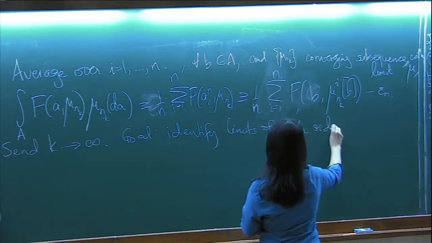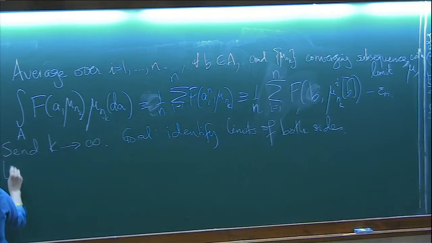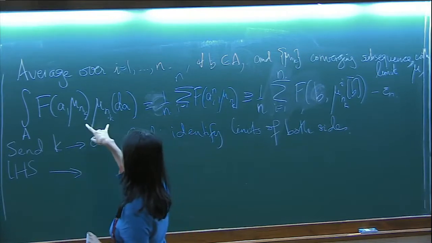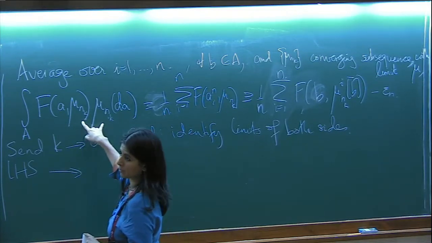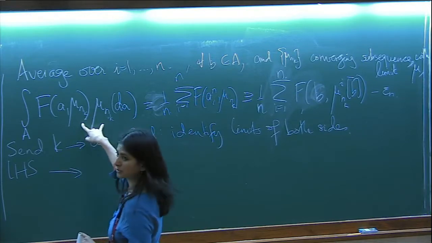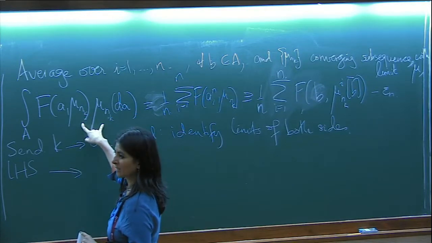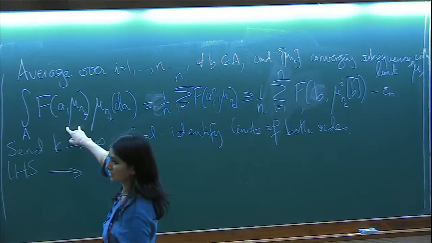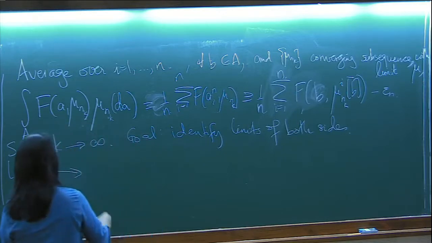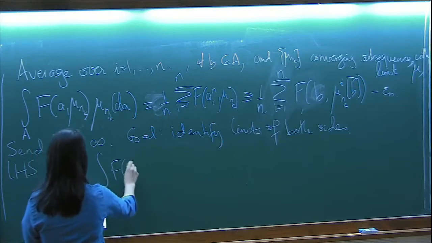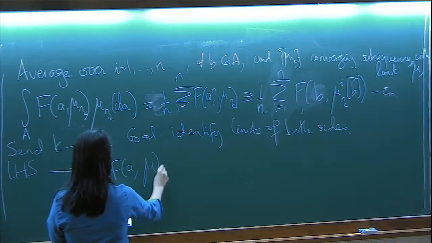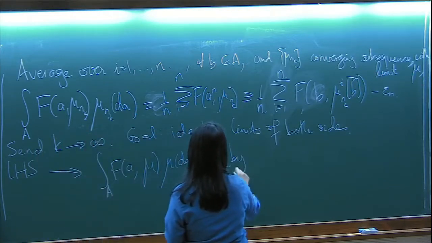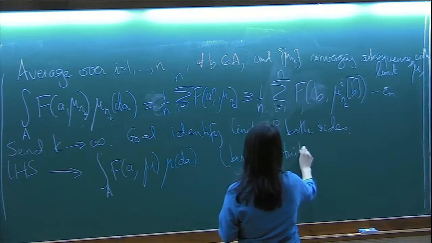So what's the limit of the LHS? I'm claiming that I can replace both of these by mu. That's what we would want. But why can we do that? Right, F is jointly continuous. So of course, there's a little bit of a theorem, but you could do it as an exercise. It's clear that this will happen by joint continuity and the definition of weak convergence.